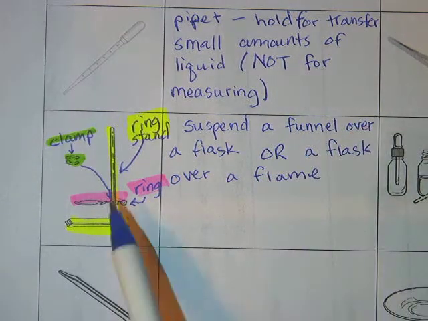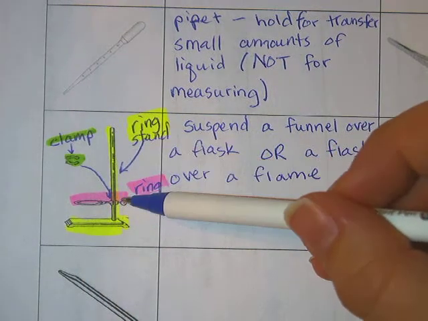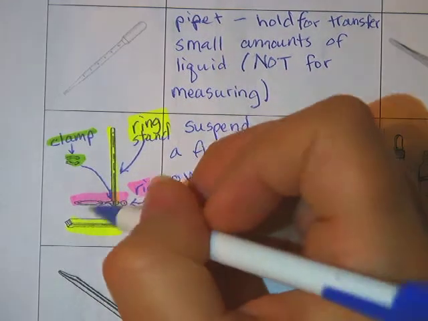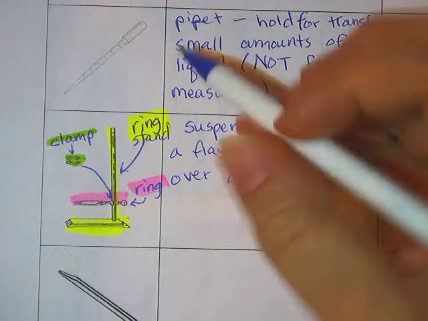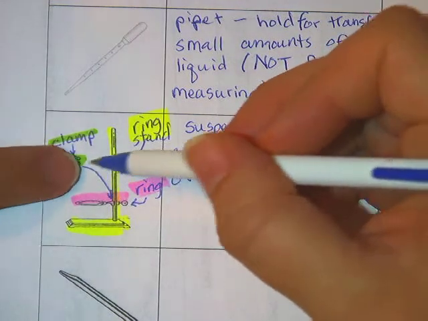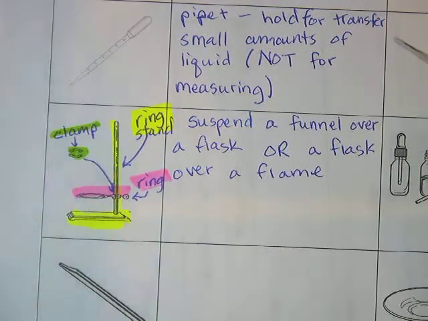So basically you put something in the ring and you can raise and lower the ring to certain heights so you can fit something else under it. So in this lab today you're going to have a funnel inside the ring. The ring will be raised up a little higher and then you'll have the funnel sitting up here and there will be a beaker under it to catch what's coming out of the funnel.